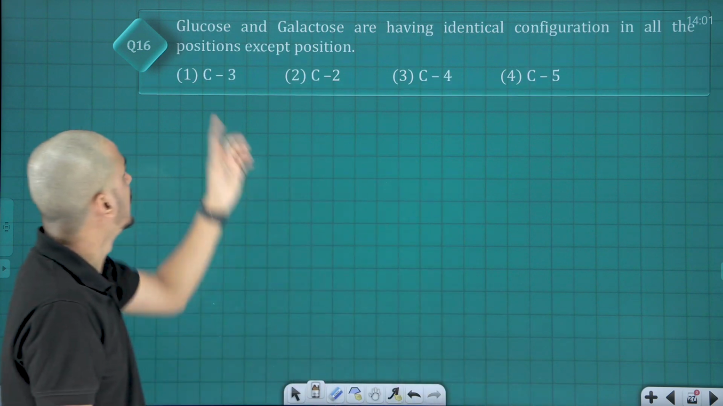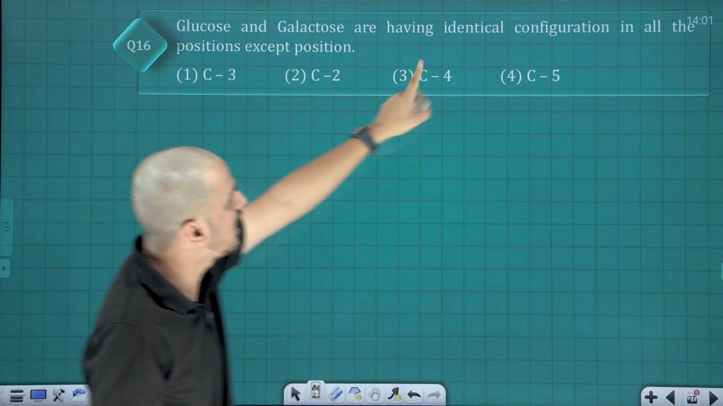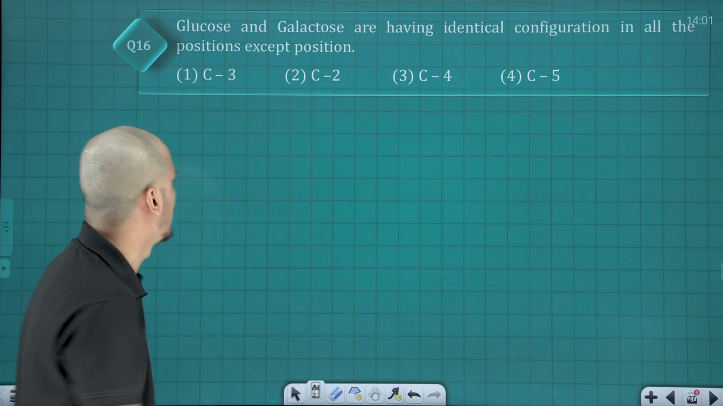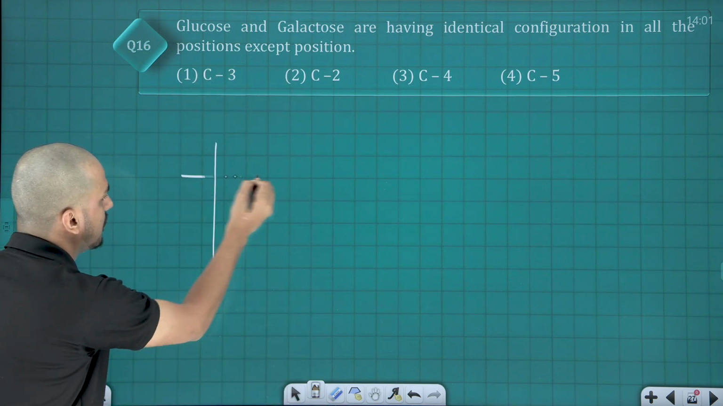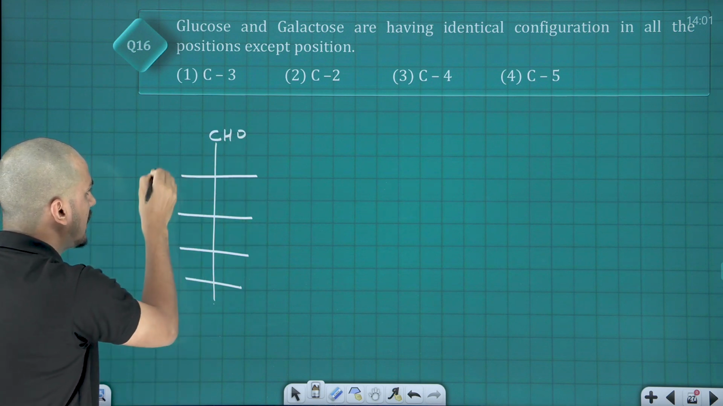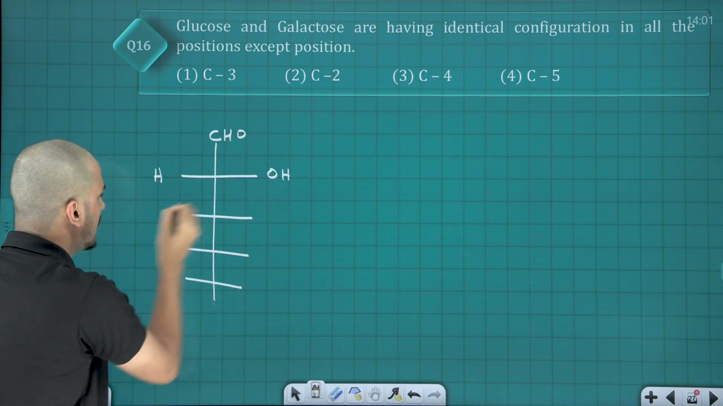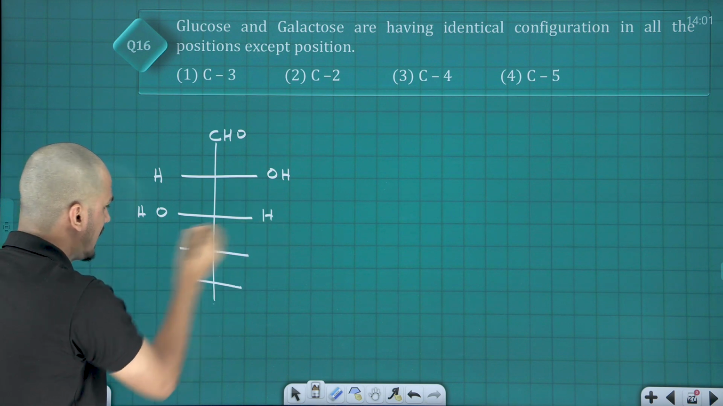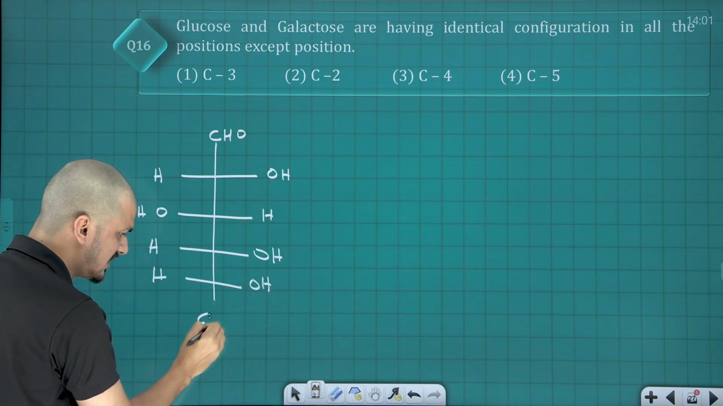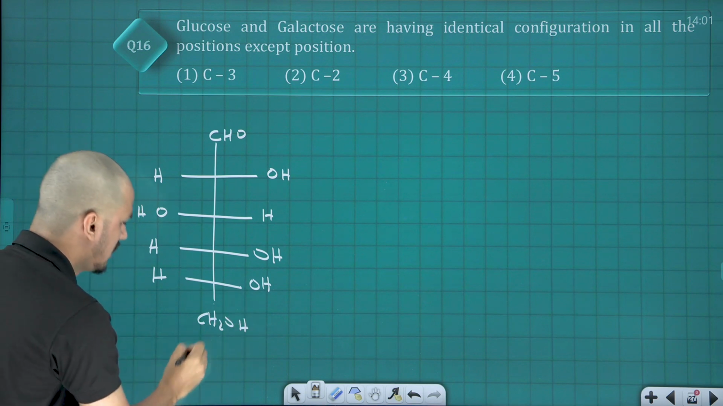Beriberi. Next one. Glucose and galactose have identical configuration in all positions except one. See, this is the glucose structure you remember. CHO here, then HOH, then OH, H. Here again HOH, HOH and CH2OH. This is actually glucose, guys.